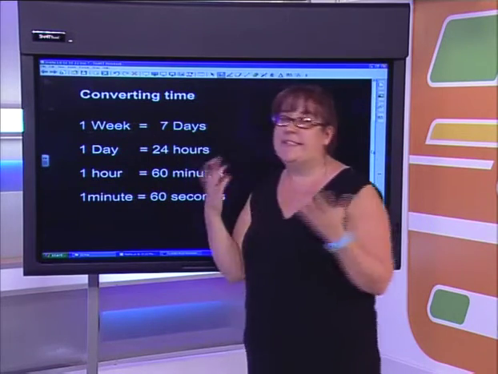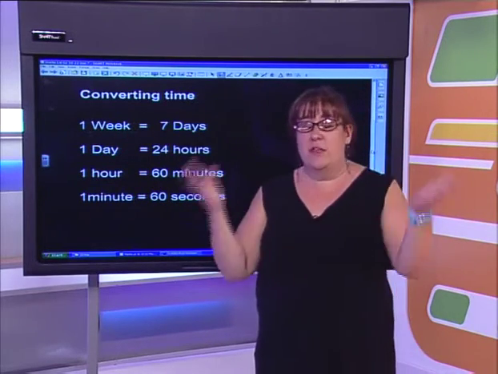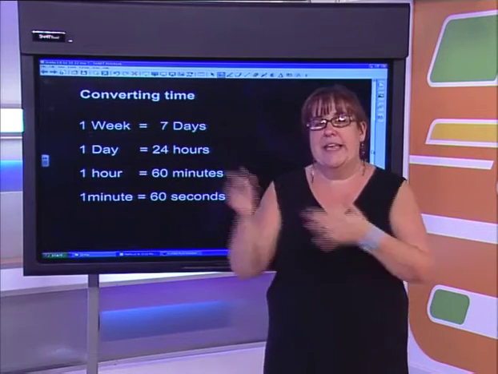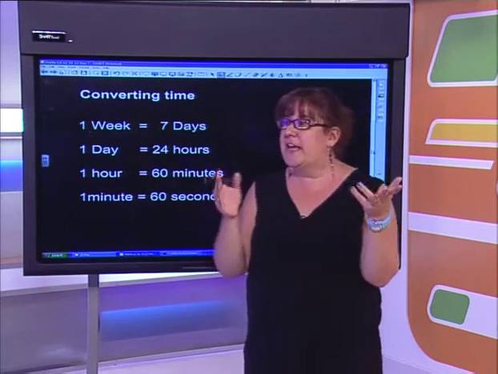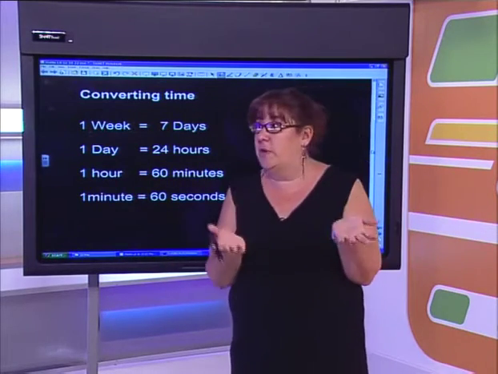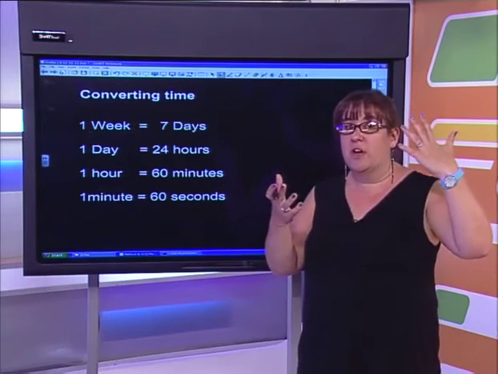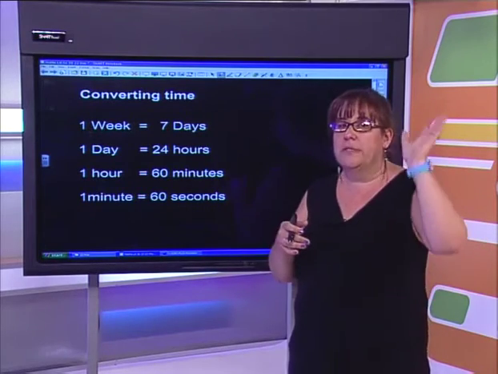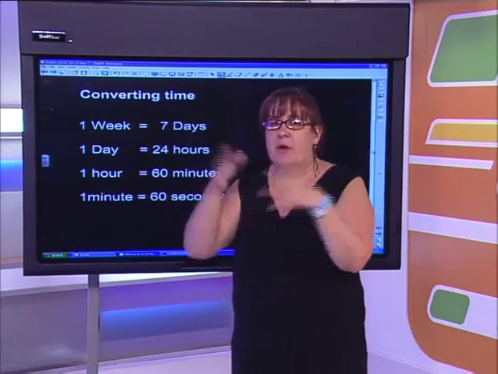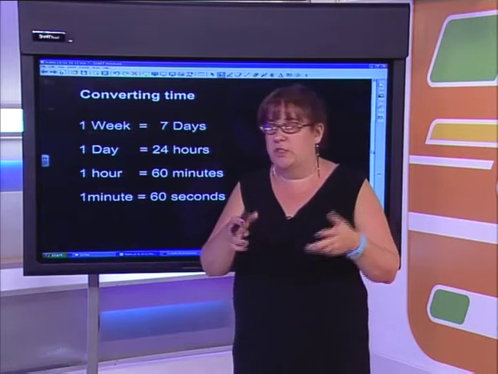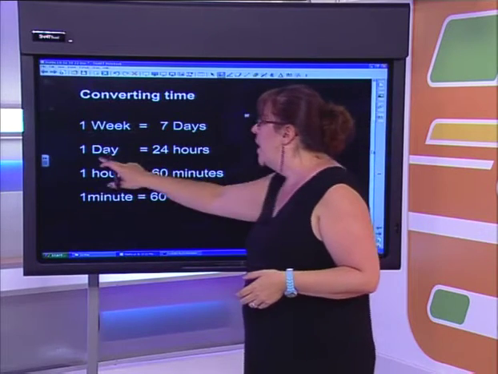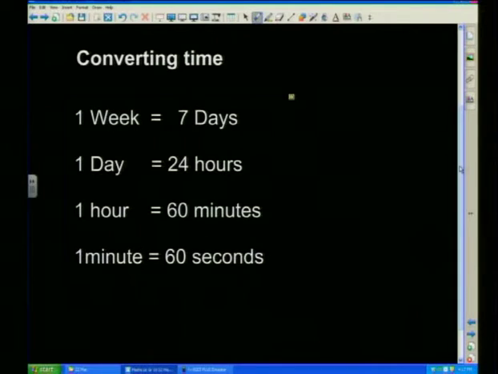So 1 week is 7 days. And remember, in those 7 days, we've got 5 weekdays and 2 weekend days. And that's kind of important when we maybe do cell phones. Because if you have to work out your cell phone contract, then we've got peak time and off-peak time, and then the weekends are important. So it's 7 days. 1 day is 24 hours. What's an important fact? 1 hour is 60 minutes, and 1 minute is 60 seconds.